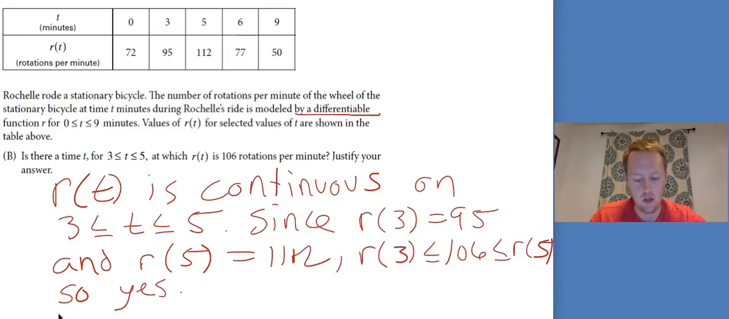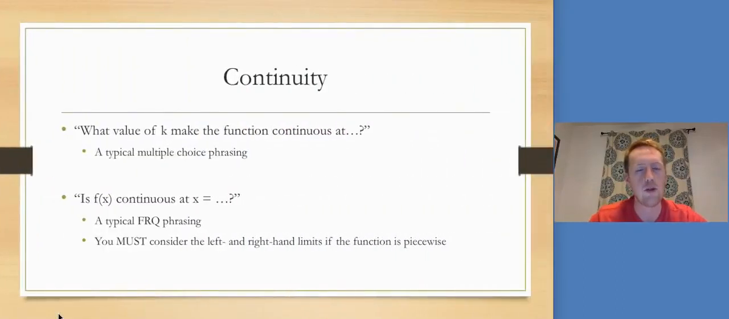Okay, let's look at some continuity ideas. The two most common questions are, what value of k makes the function continuous at something? And is f of x continuous at x equals something? The big thing on that second one, you have to consider the left and right hand limits if it's a piecewise function. You can't just say the limit is this. That's not enough. You have to consider both sides to justify that the limit exists.